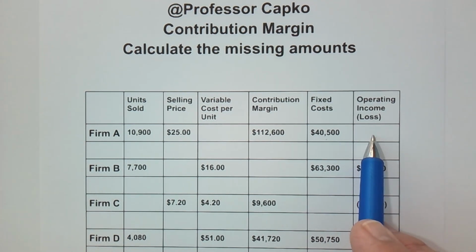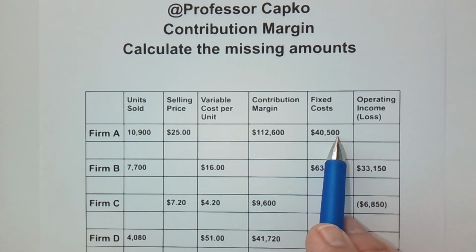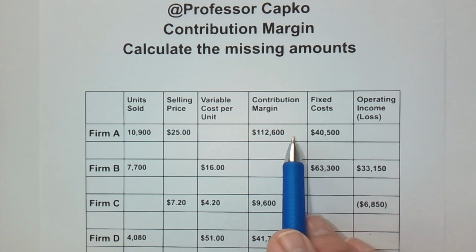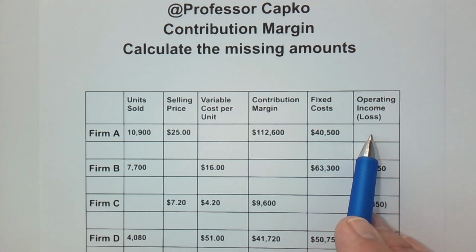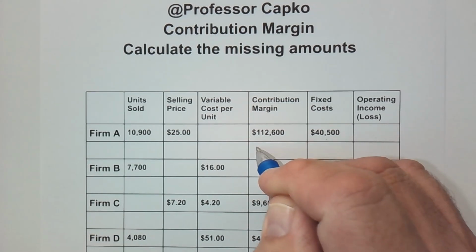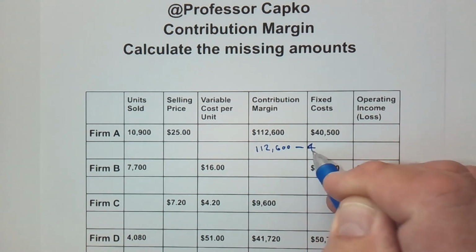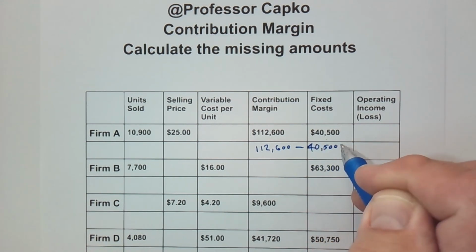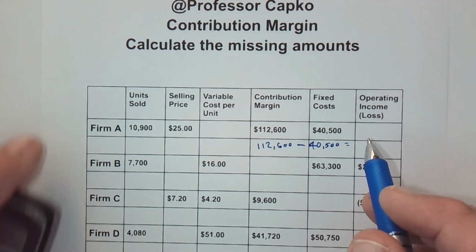This is a good place to start because we've got the contribution margin and we have the fixed costs. If we take the contribution margin and subtract from it the fixed costs, that's going to give us our operating income. So I've got 112,600 and I'm going to subtract from it the $40,500 fixed cost. And that's going to give us our answer here.